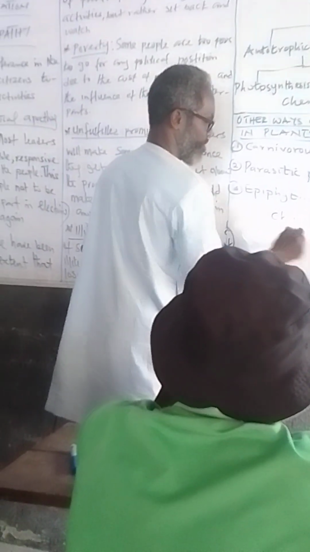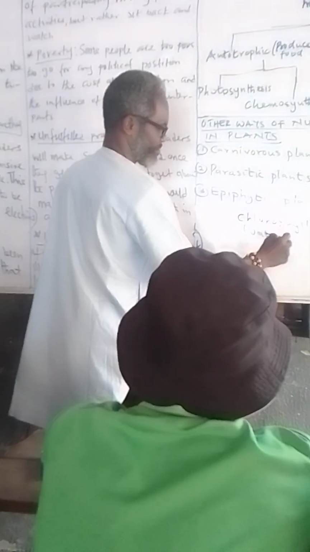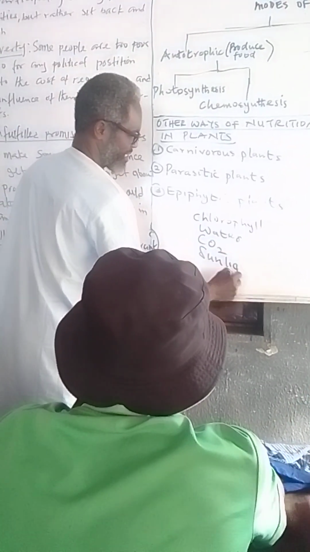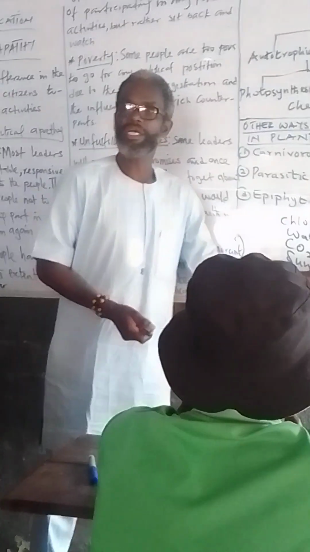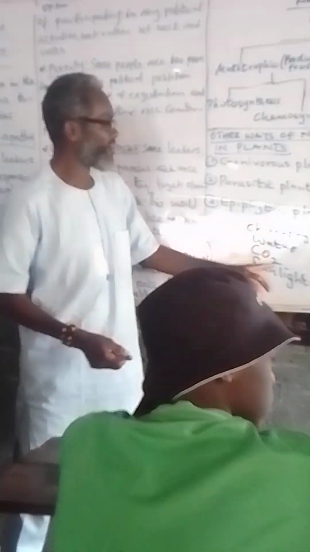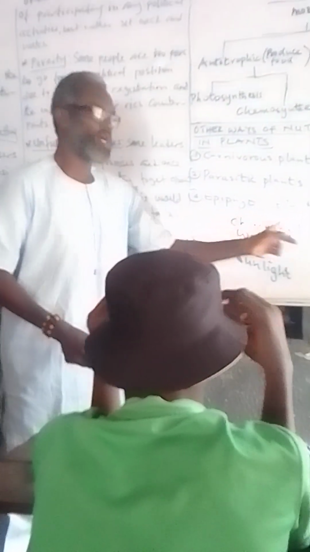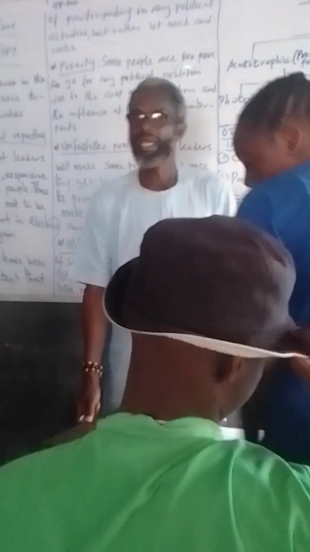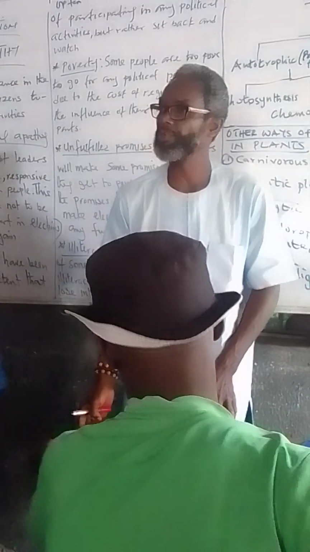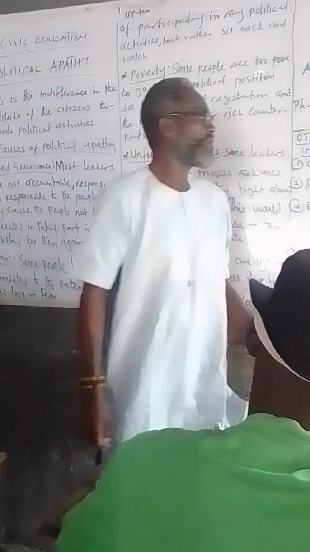Green plants can manufacture their food with the use of chlorophyll, water, carbon dioxide, and sunlight. This is called photosynthesis. So with the use of these four major factors, they can produce their own food, either carbohydrates or protein or fats and oil. They can manufacture their own food.